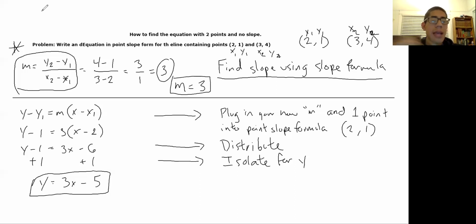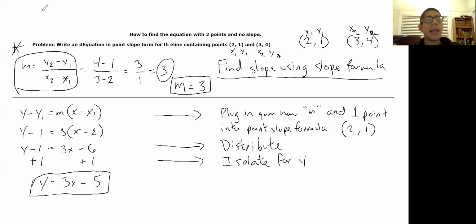Now I know what this is. It becomes a problem very similar to what I just did in the previous slide, okay? All you have to do now is decide which coordinate point you're going to use. You can either use 2 comma 1 or you can use 3 comma 4. It doesn't matter. You're going to end up with the same answer. I verified it before I did this. So what do we do?